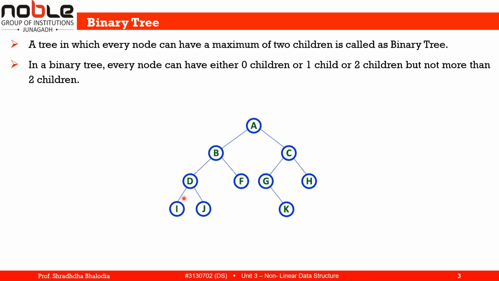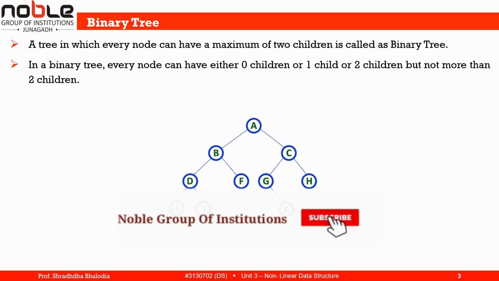In a binary tree, every node can have either 0 or 1 or 2 children, but not more than 2 children. Here we can see one example of binary tree. In this tree, we can see that all the nodes have only 0, 1 or 2 children, not more than 2 children. A has 2 children, B and C. B has 2 children, D and F.